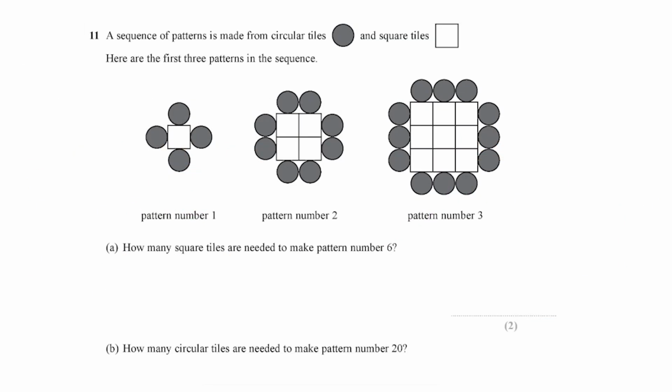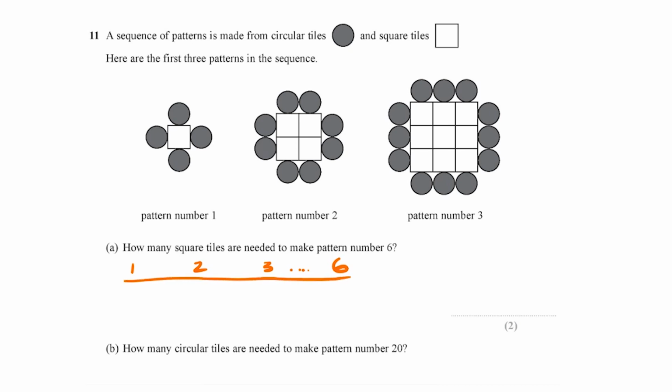Question number 11. A sequence of patterns is made from circular tiles and square tiles. Here are the first 3 patterns in the sequence. And then the question is, how many square tiles are needed to make pattern number 6? So there are different ways you could do this. You could just keep drawing out that pattern. Once you can see what's going on with the pattern, you could keep drawing those out and count them up. I think it's easier to work out what the pattern is numerically, using numbers.